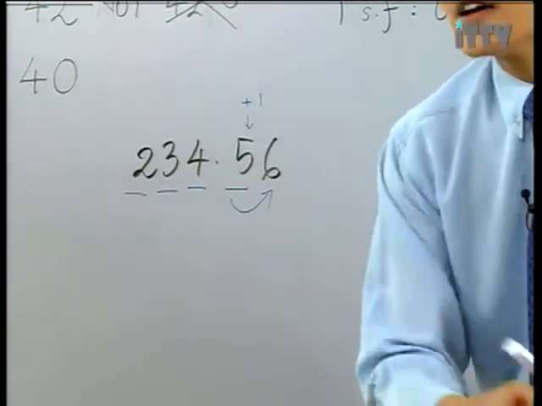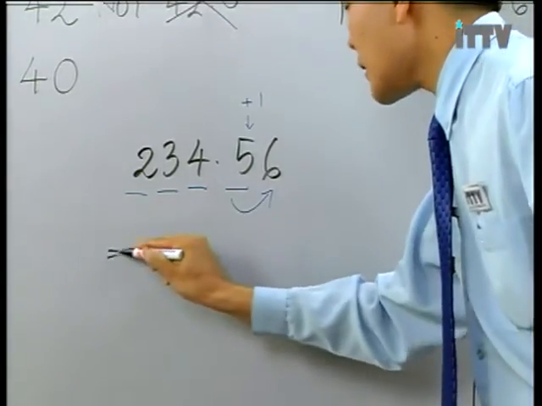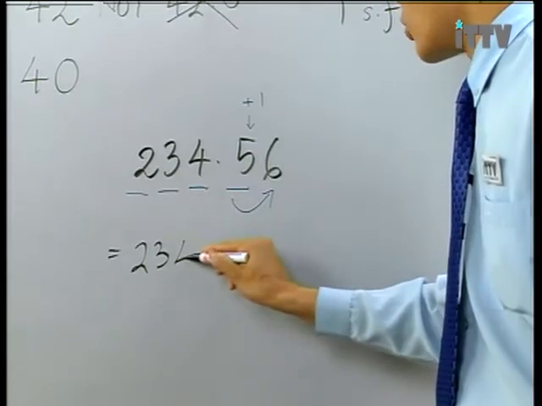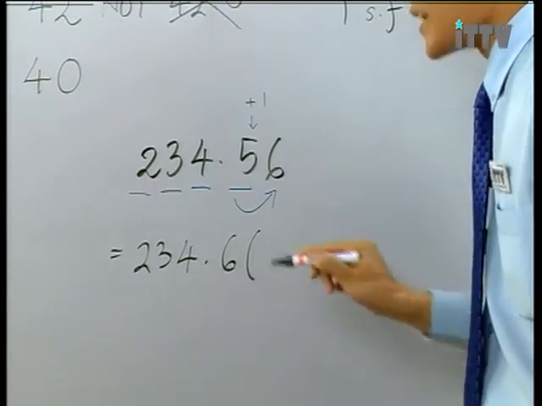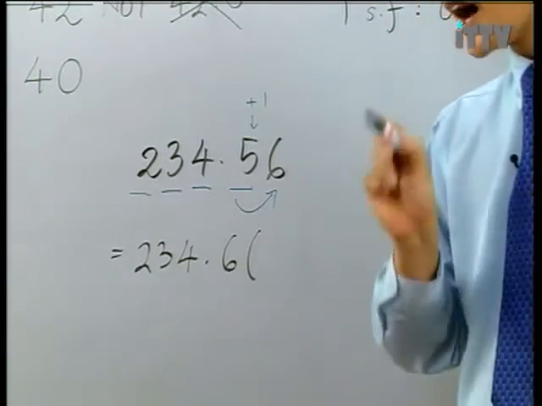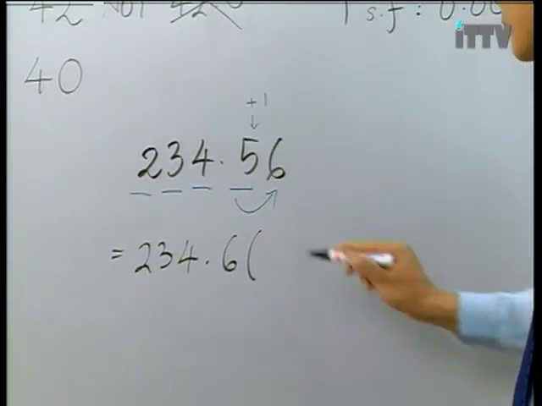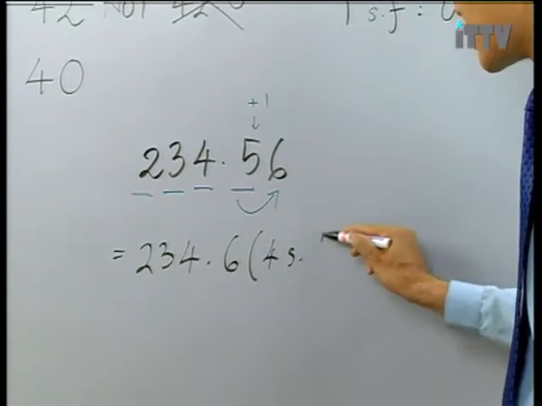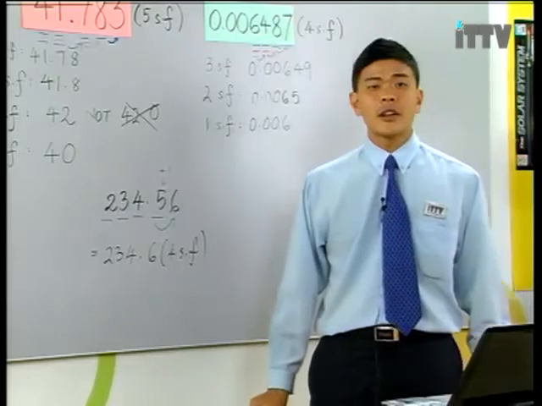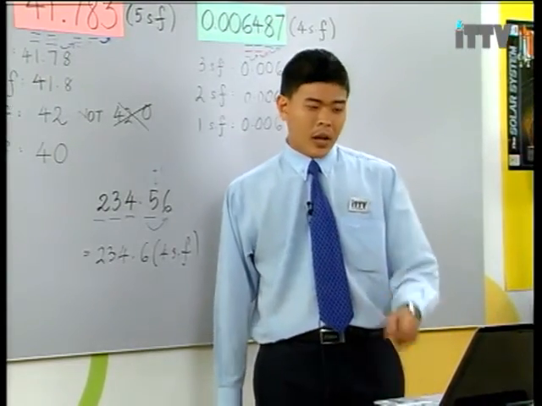So the answer will be 234.6. And don't forget to write in the bracket how many significant figures you have rounded to. We have rounded this particular number to 4 significant figures. Alright, next.